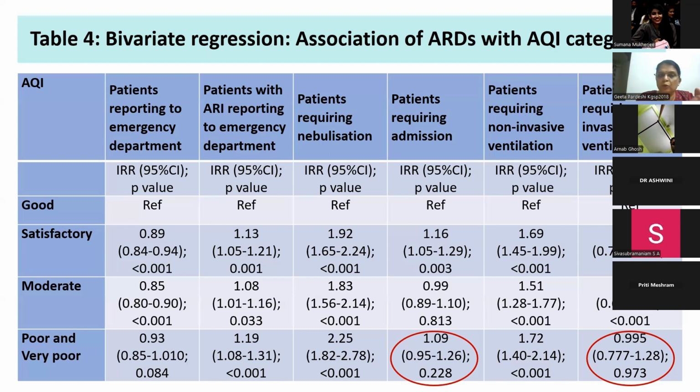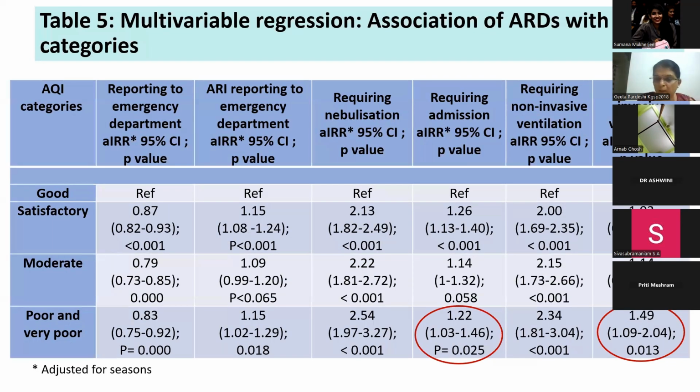And the next thing you do is you adjust for the season. So this is the table which actually answers your research question. It gives you a pure association between AQI categories and the number of ARI patients visiting the emergency department. So can you think of, say, requiring admission? Can anyone interpret this, the one I have circled? An IRR of 1.22. How would you interpret this result?